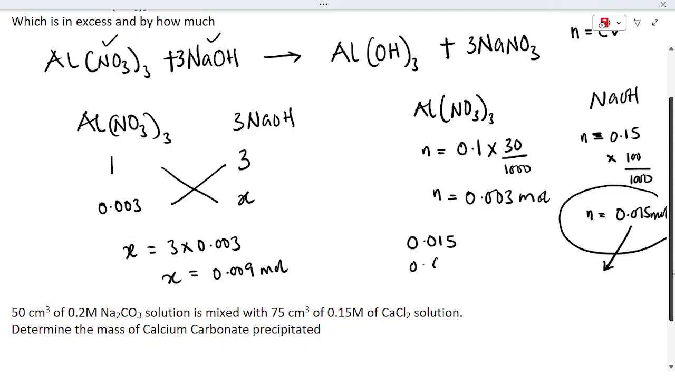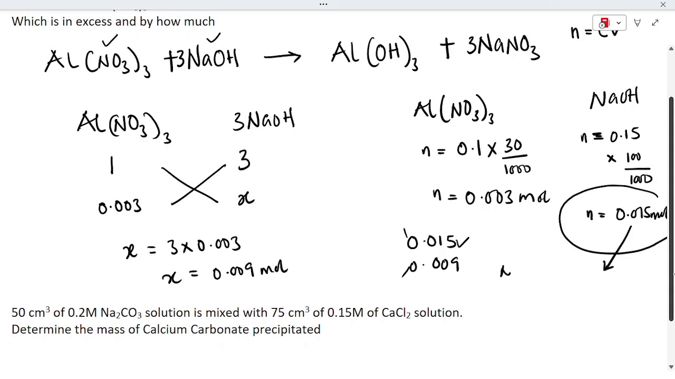0.015, 0.009. When comparing decimals, compare the whole number. If they are equal, then move to the decimal part, each of them. 0 equal, 0 equal, 1, 0. 1 is greater than 0. So 0.015 is greater. So what does that mean? We needed only 0.009 moles of sodium hydroxide, but according to the question, we were given 0.015 moles of sodium hydroxide. That means we have more than what we need.